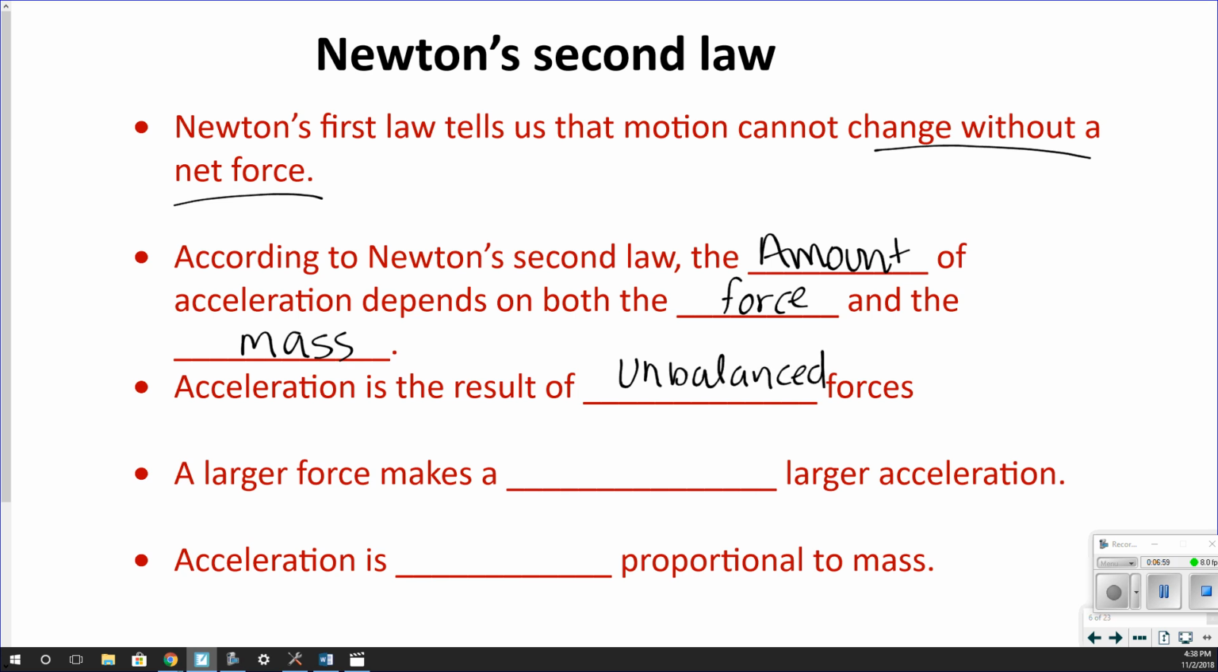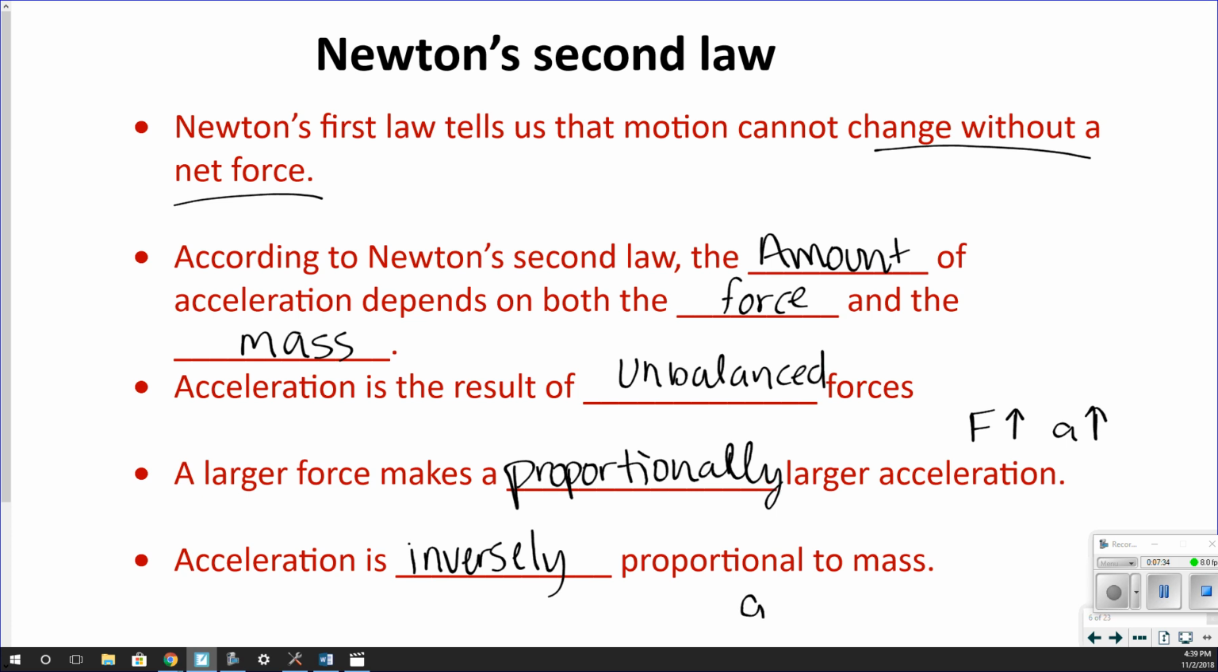A large force makes a proportionally larger acceleration. And acceleration is inversely proportional to mass. So one thing to keep in mind here, when I say a larger force makes a proportionally larger acceleration, that means my force is increasing and my acceleration is increasing. When I say acceleration is inversely proportional to mass, let's start out with mass first. If my mass increases, my acceleration would decrease.